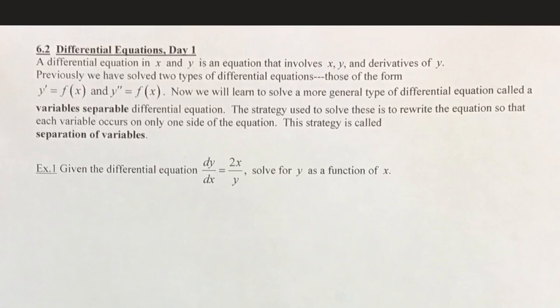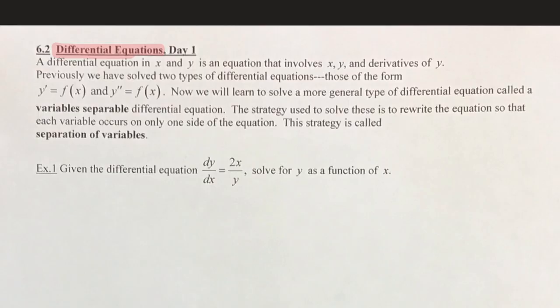All right, what do we have today? We have differential equations day 1. Okay, so we have looked at differential, we've taken the derivative, so differential is the same root word as derivative. And there are 2 ways that we can do this.